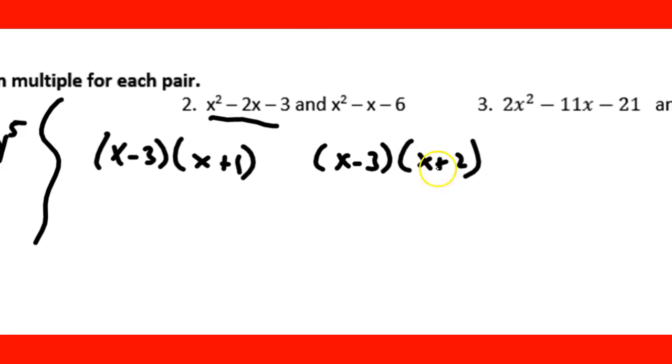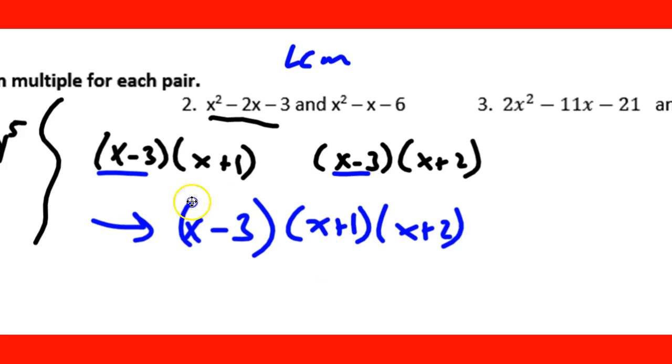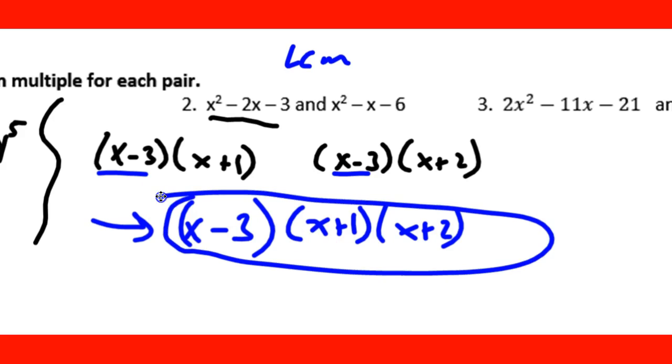So now the least common multiple: they have x minus 3 in common, so of course that's a part of my solution. And then you have an x plus 1 and an x plus 2. Basically, guys, finding your least common multiple is like finding your greatest common denominator. That's what we're doing. This is it right here.